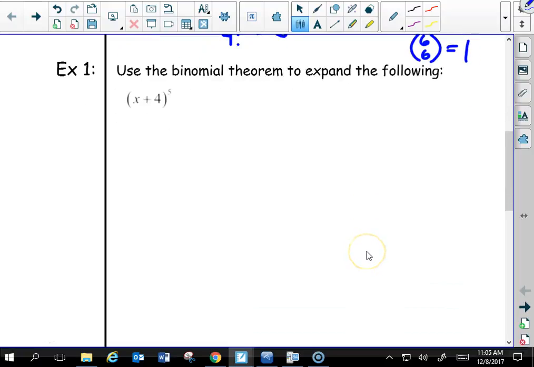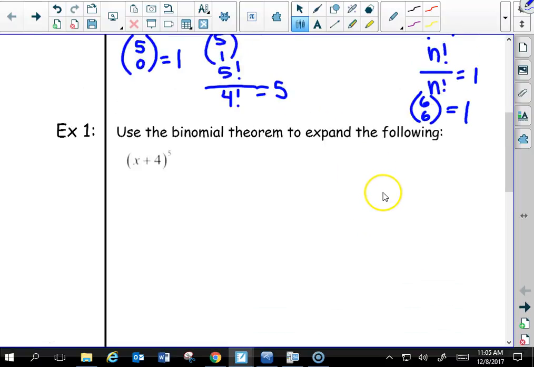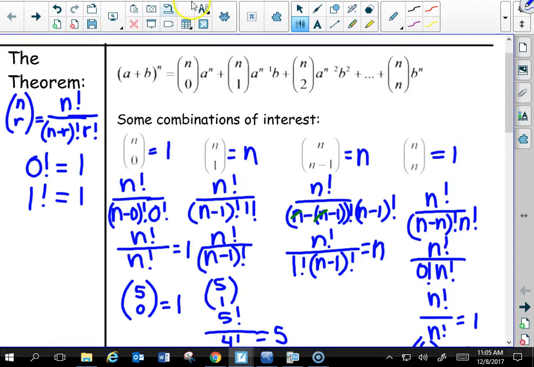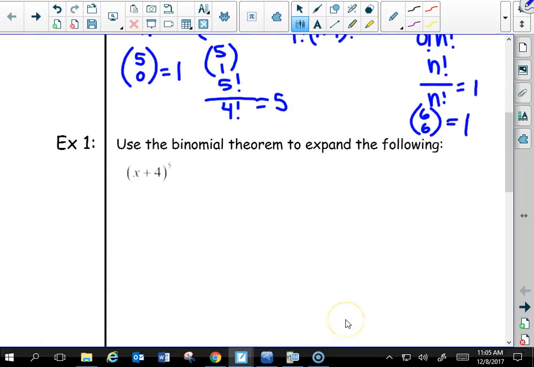All right, now we get to where we are applying the binomial theorem to expand the following. So notice that my exponent is 5. That's a lot of multiplications. So I'm going to take the pattern that is at the top of this page, and I'm going to apply it to this binomial. First thing I want to do, though, is identify A, B, and N. So N's the exponent, A is just the first part of the binomial, B is the second part.